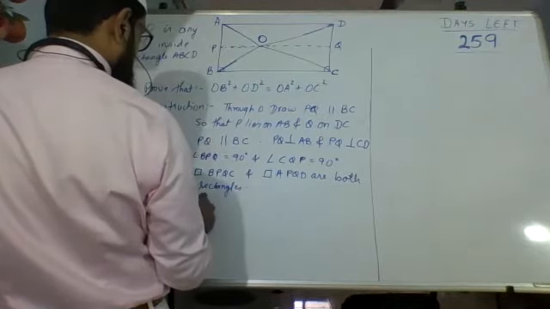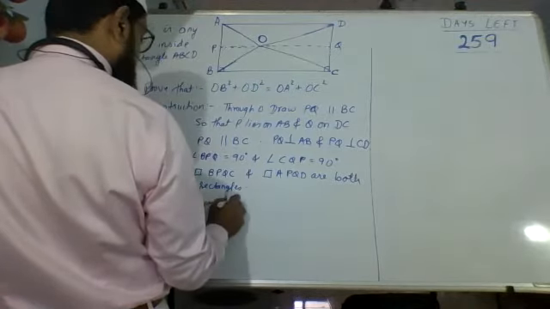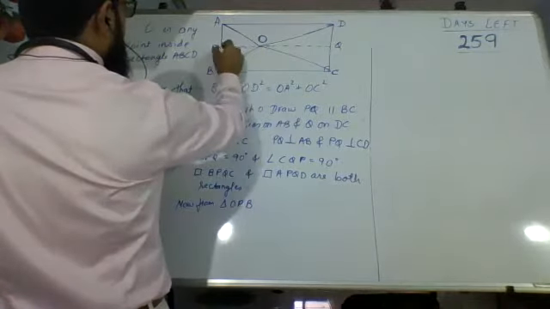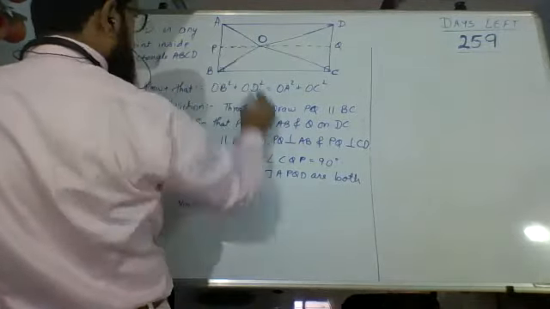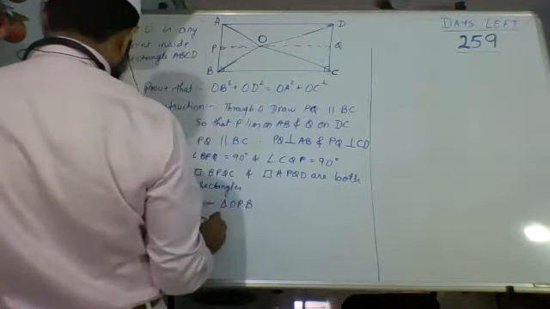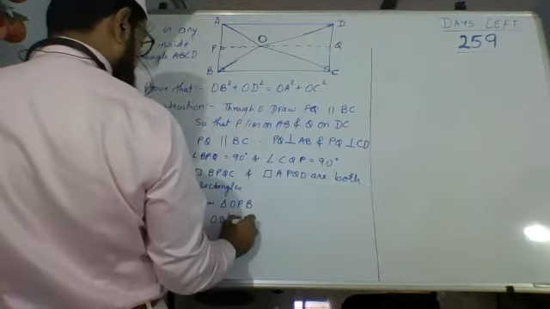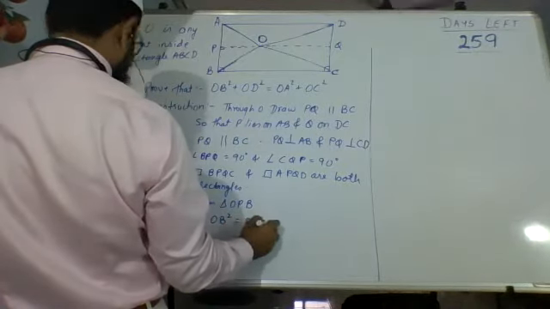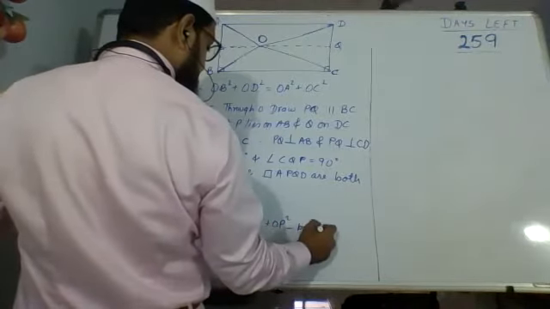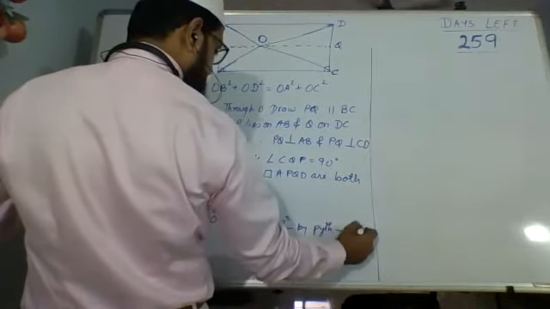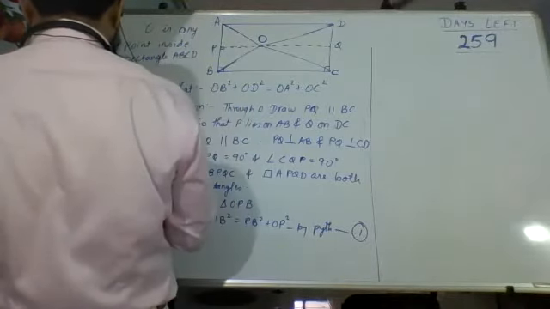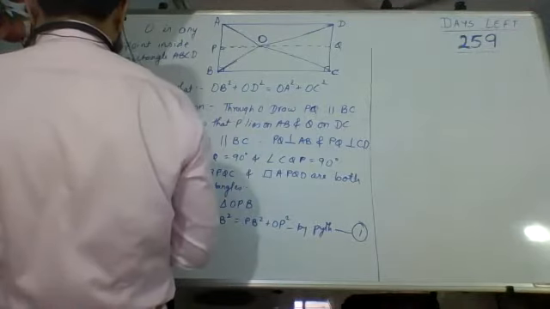Now, from triangle OPB, okay, this is 90 degrees, so this will be the hypotenuse. OB square equals PB square plus OP square. This will be by Pythagoras. Call this equation number 1.